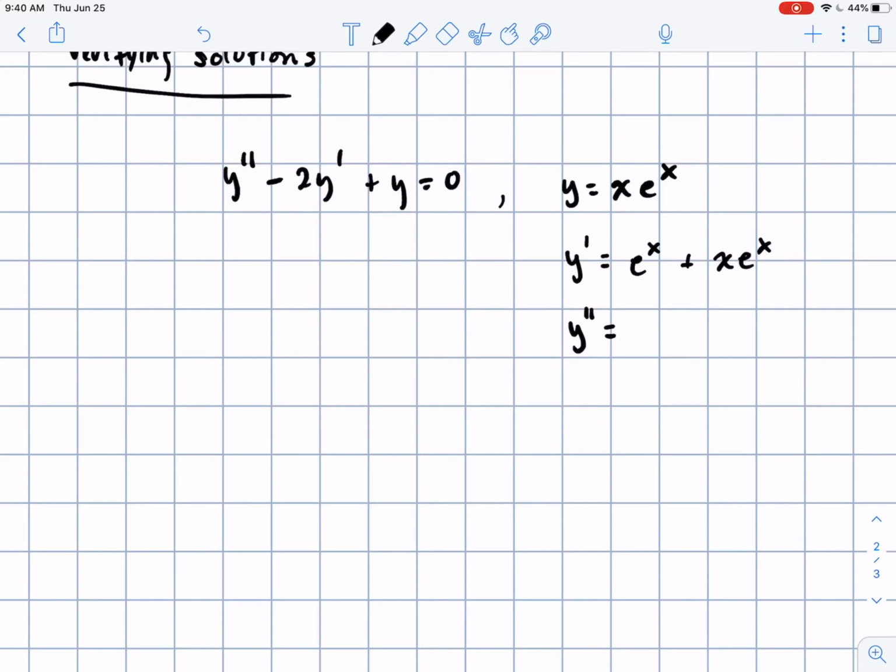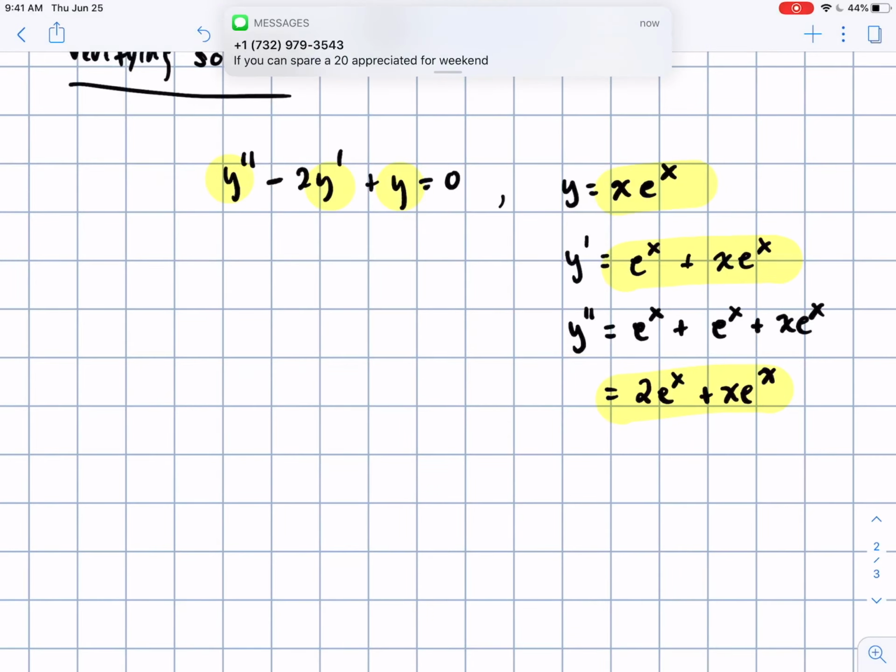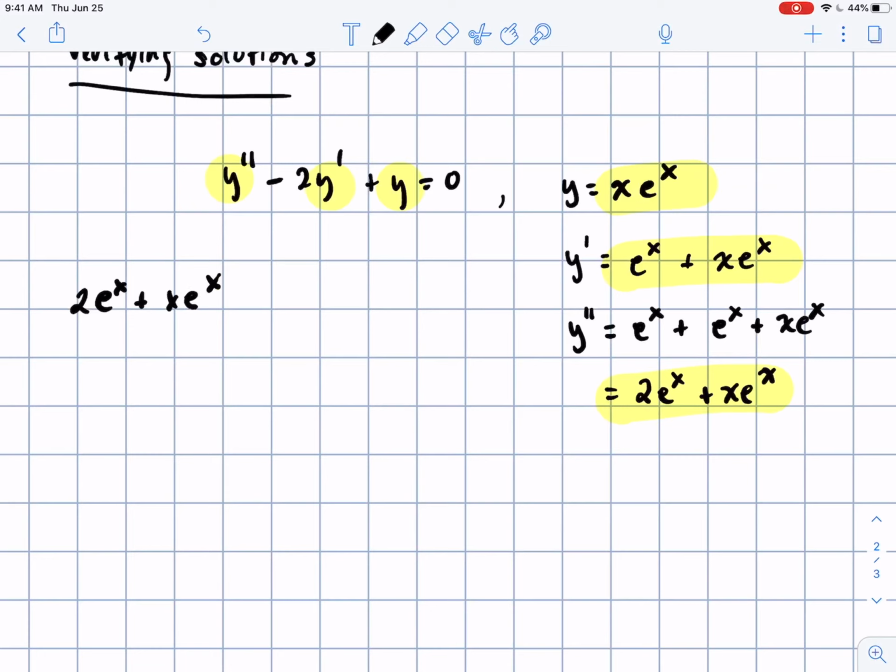And then the second derivative would be e to the x plus e to the x plus x e to the x, or 2e to the x plus x e to the x. And then what we want to do is just do our substitutions, right, for y prime and y double prime. So here you would have 2e to the x plus x e to the x, right? And I'm just starting with the left side.